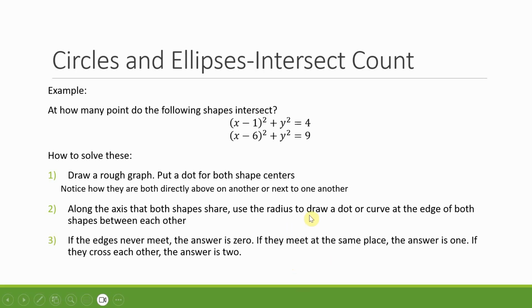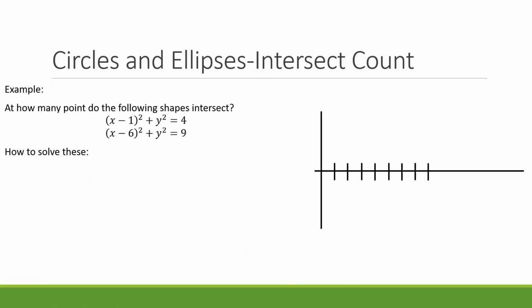But once you've done that for both of them, if their edges never meet, the answer is 0. They never intersect. If they meet at the exact same spot, the answer is 1, meaning they just touch each other and then bounce off. So they intersect one time. But if those 2 edges cross at any point, then the answer is 2, because they have to cross twice to complete the circle. So let's solve this and show what I mean.